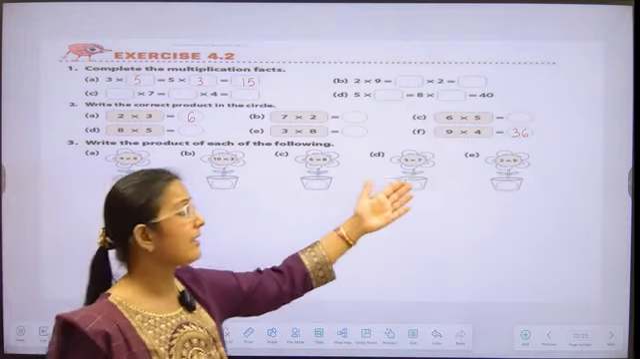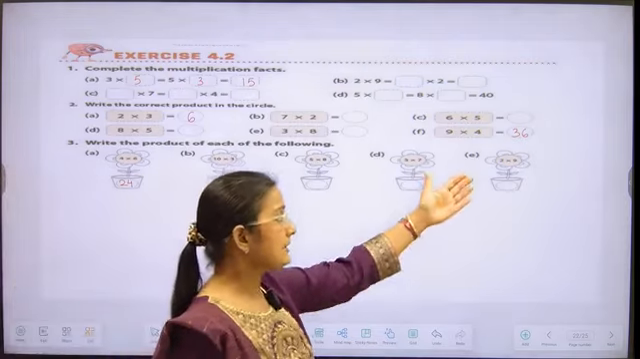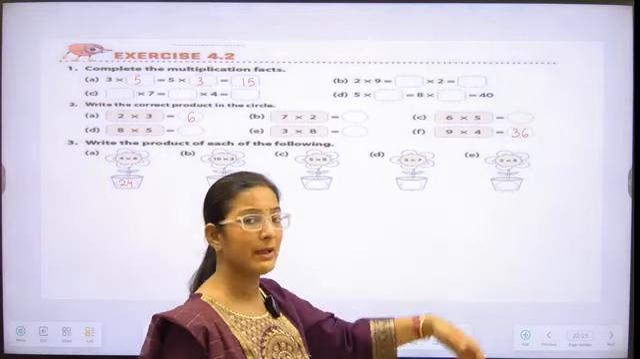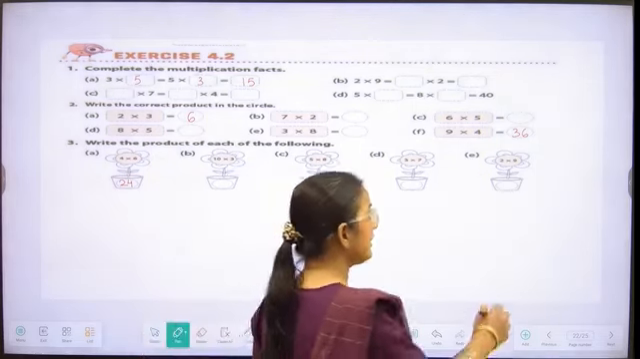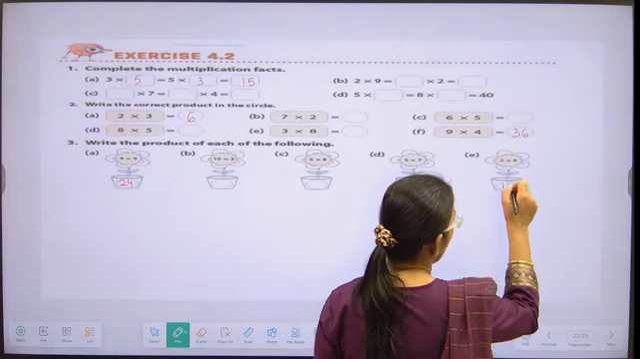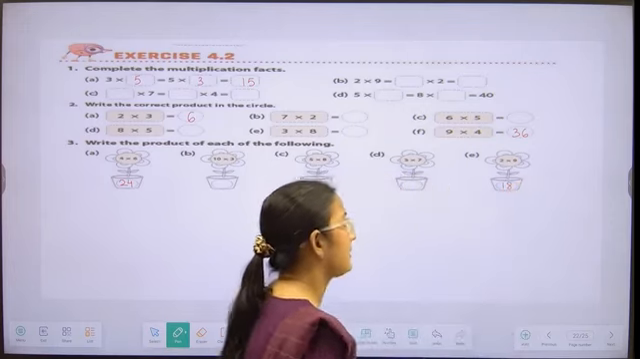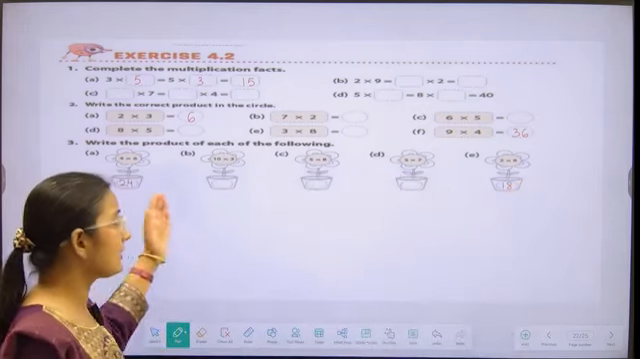Similarly, we can do the last part also. In this, we have to multiply 2 multiplied by 9. We are getting 18, student. So we are going to write 18 for that. Similarly, you can do the other parts also.